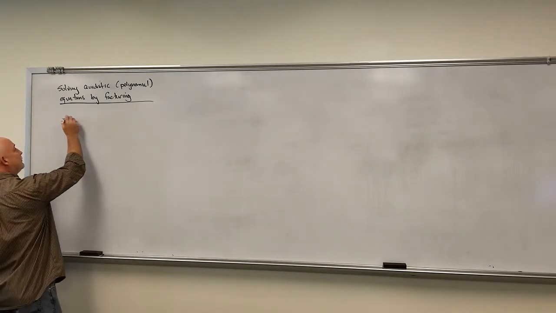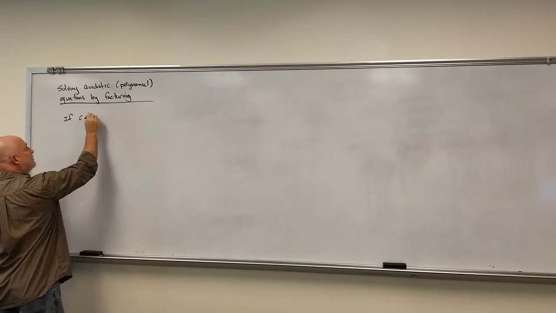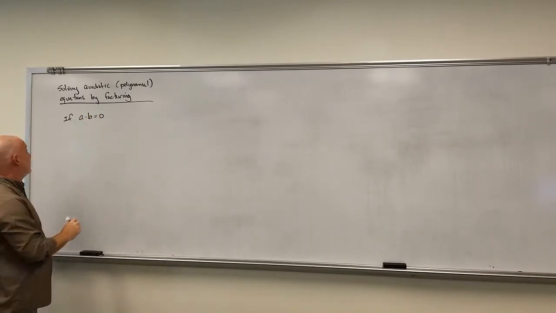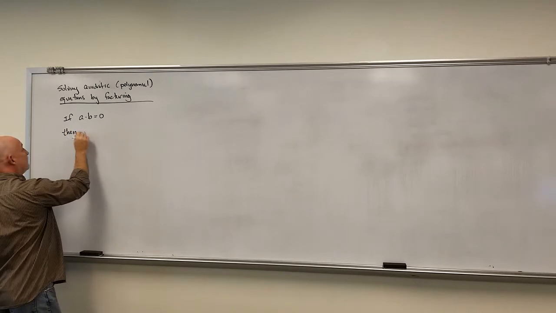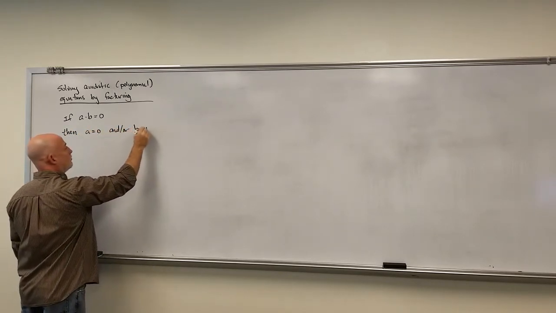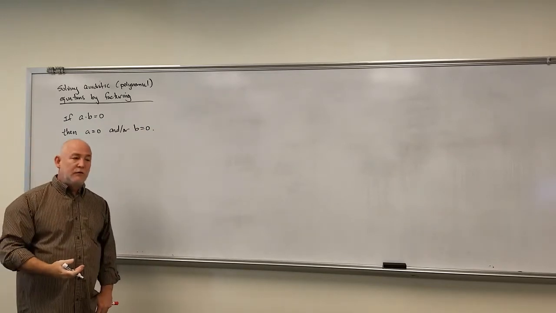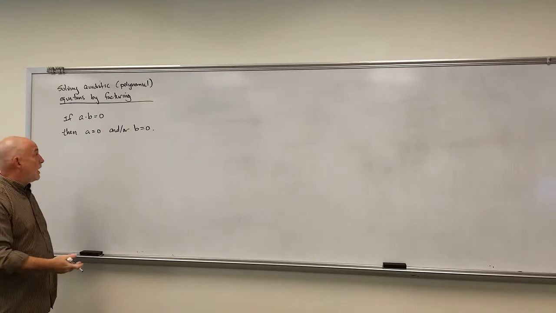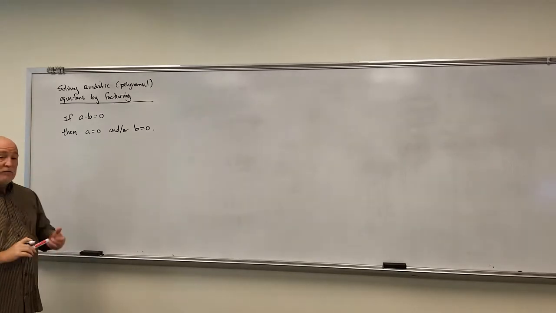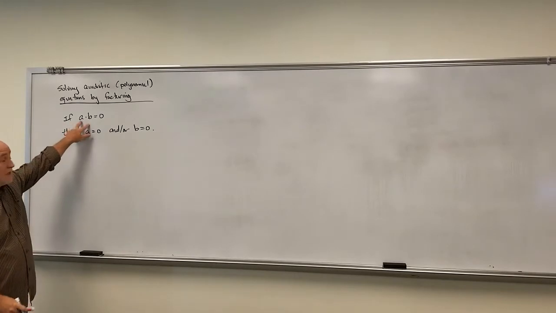This goes by a bunch of different names. I really don't care that you know what the name of this is. But it says if you have A times B equaling 0, then A is equal to 0 and or B is equal to 0. Sometimes it's called the zero factor property or the zero product principle or a whole bunch of names. Don't care that you know the name, but you do need to understand the concept. Here's what it says. This is all it says.